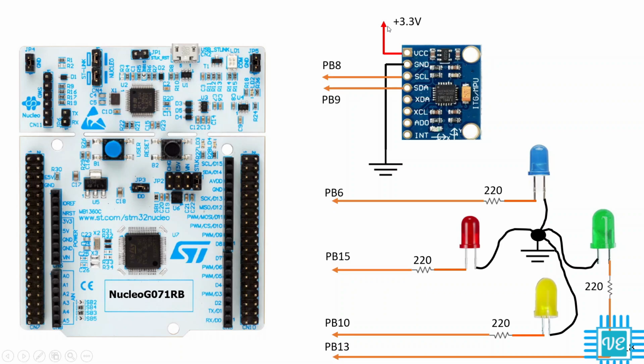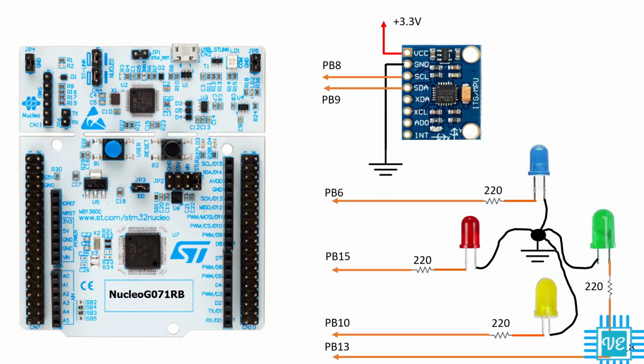You can see here if you look at the pin notes. The first pin is the VCC pin, which we connect to 3.3 volts, and the second pin is the ground pin, which should be connected to ground. The third pin is SCL, which should be connected to PB8 of the Nucleo board. I'm connecting to this pin, and the SDA pin should be connected to PB9. You can use any I2C peripheral, whether it is I2C1 or I2C2, depending on your board capability.